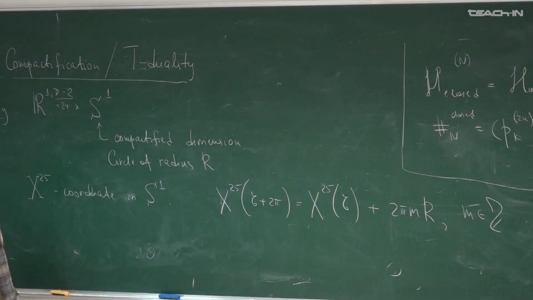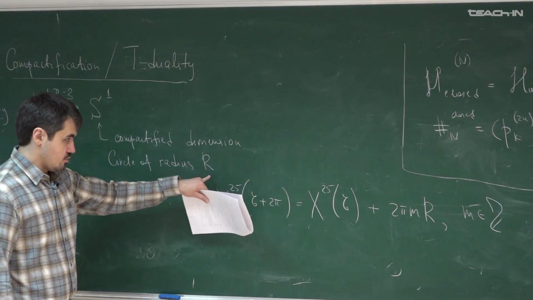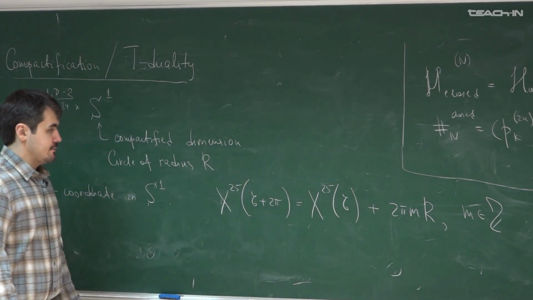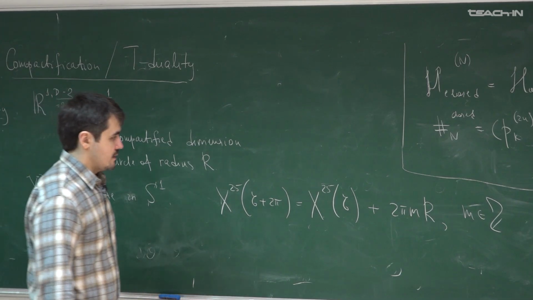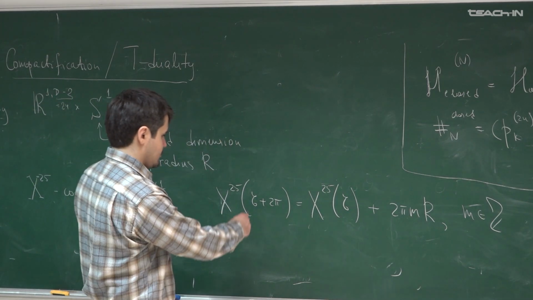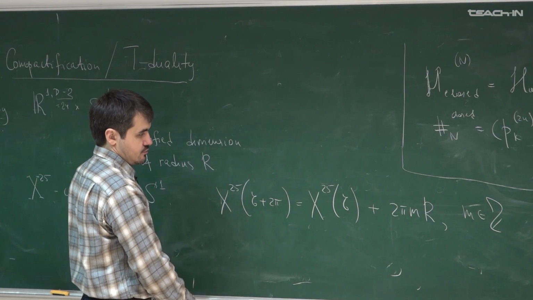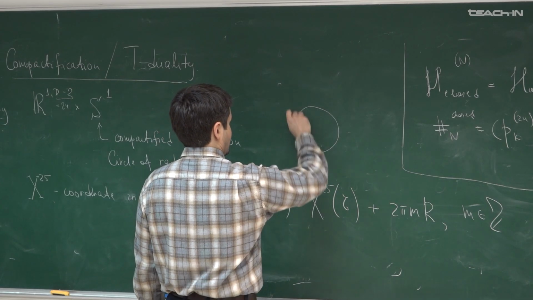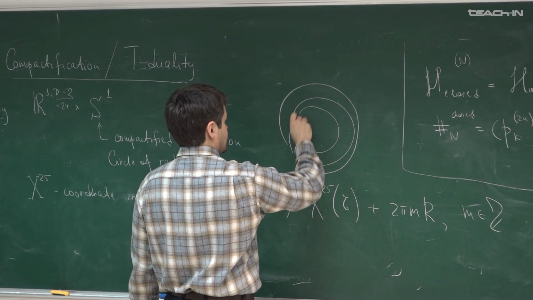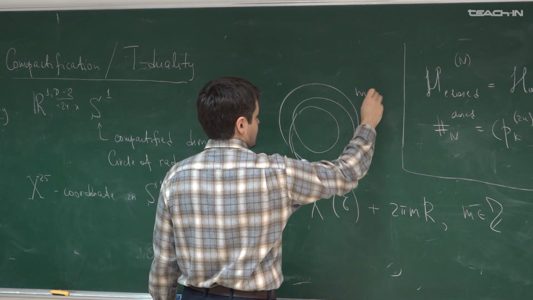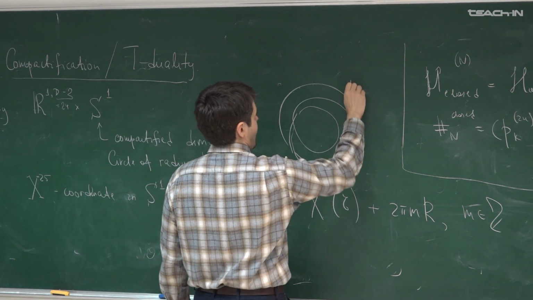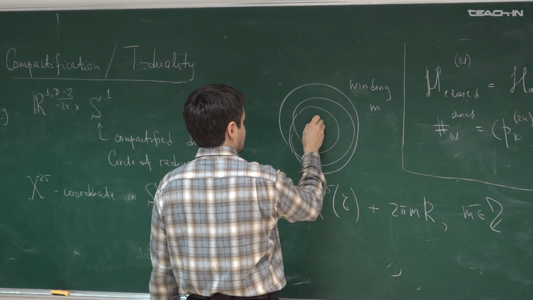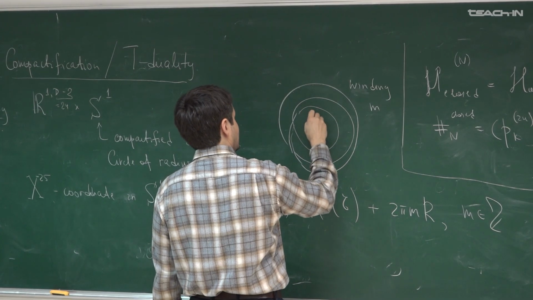So it's a circle of circumference 2 pi r, right? So modulo 2 pi r. This is periodic modulo 2 pi r, but that means that the string now winds around that direction m times, right? So this is winding m. So this is x25.